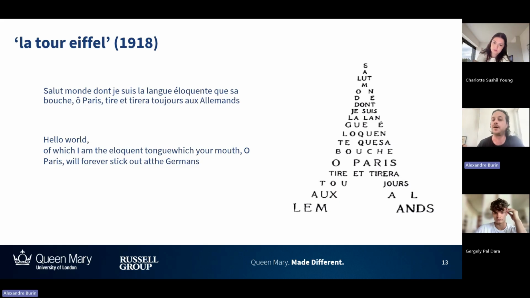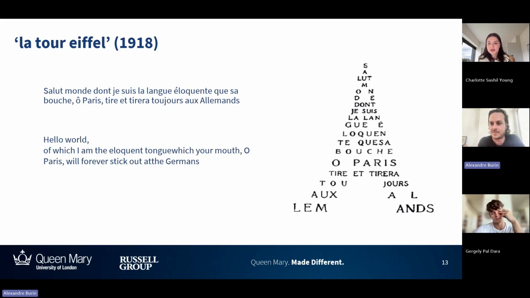It's called the Eiffel Tower, and of course it represents the Eiffel Tower, and it reads Salut monde, dont je suis la langue éloquente, que sa bouche, ô Paris, tire et tirera toujours aux Allemands. This translates into Hello world, of which I am the eloquent tongue, which your mouth, O Paris, will forever stick out at the Germans. So, of course, this is 1918. This is the end of the war. And this is some sort of patriotic poem that takes the mickey at the Germans, really.